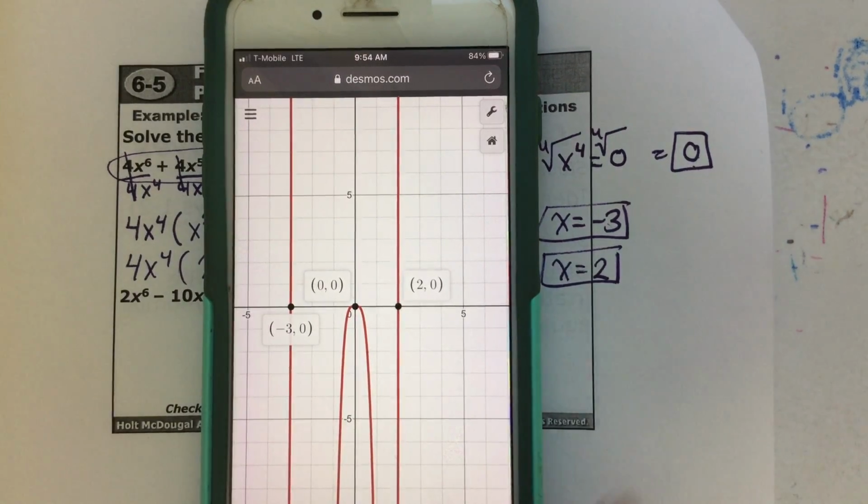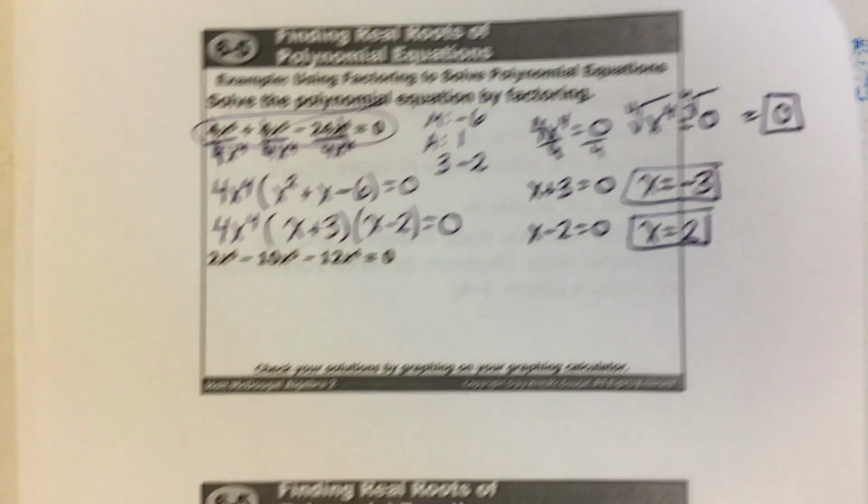And 2. Notice for all of these ordered pairs, the y value is a 0. That's often why they are called zeros, because at an x-intercept, where your graph touches the x-axis, your y value is always going to be 0 because you're not traveling upwards or downwards. Okay, let's go to the next one.